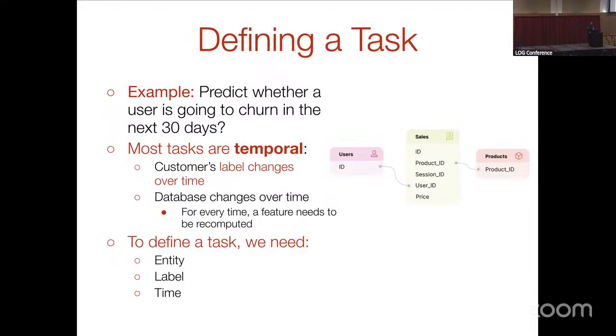The first element is the entity. For example, in that case, the entity will be a particular user or the user ID. We also need a label. In case of user churn, this is a binary label. 0 means active, 1 means inactive, let's say. And we also need the timestamp. So when do we ask this particular question?